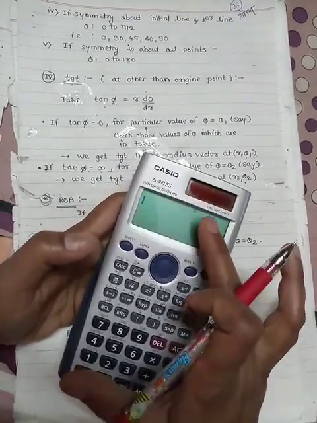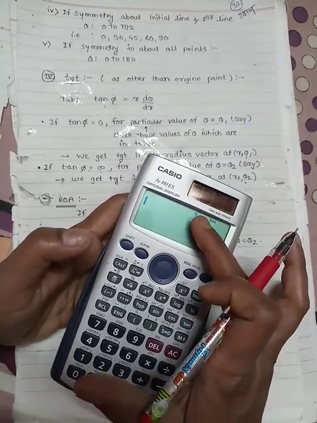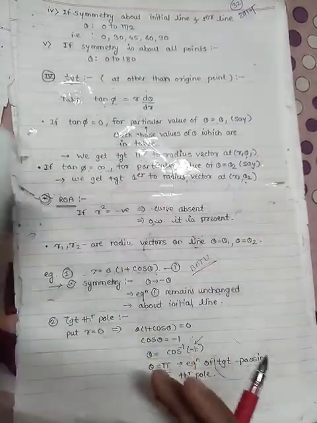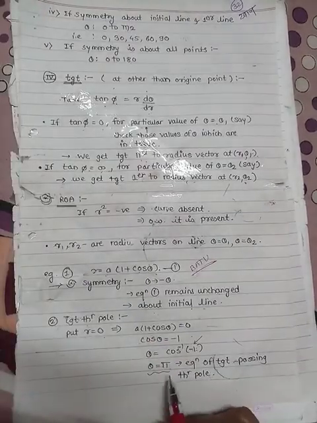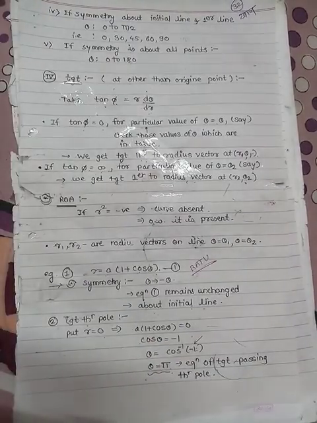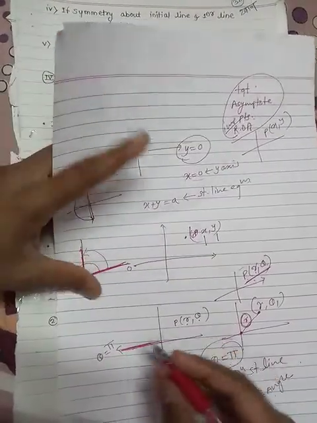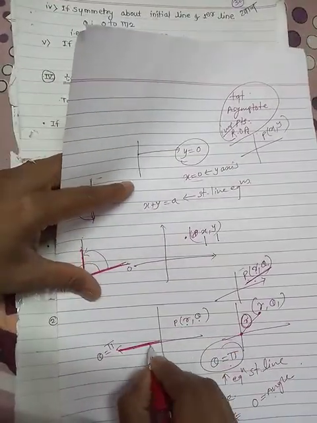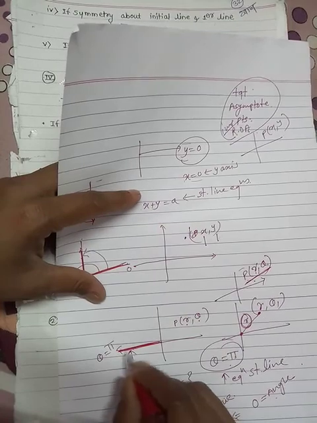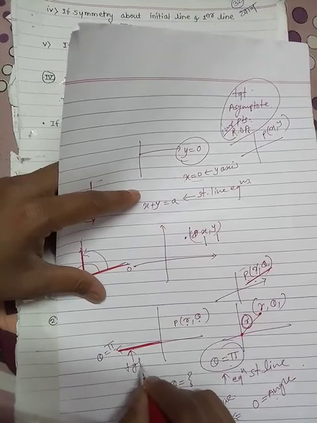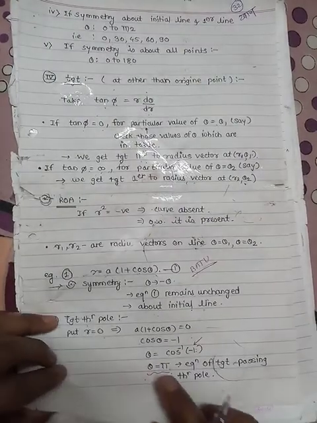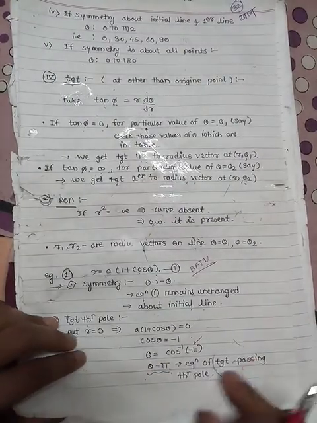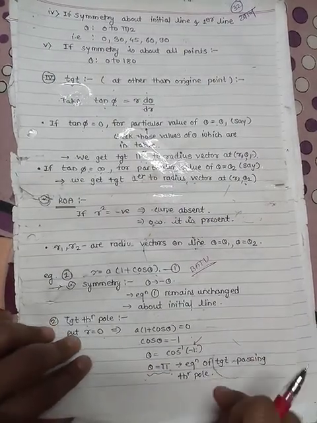When we get pi, it is only if the setting of the calculator is in R, then we get the answer. So here theta equal to pi, and theta equal to pi means which equation is this? Theta equal to pi means the negative x-axis. So the negative x-axis is your tangent equation. Here theta equal to pi is your equation of tangent passing through the origin, that is, passing through the pole.